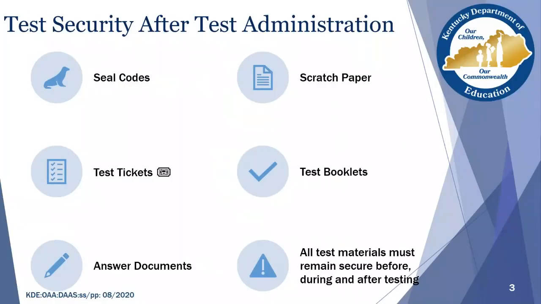After testing is complete, it is time to securely destroy the seal codes, test tickets, scratch paper, and any other materials outlined in the test administration manual that should not be returned to the vendor. Some districts have these items securely destroyed by the school. Others have everything brought to the DAC. This is a local policy decision.